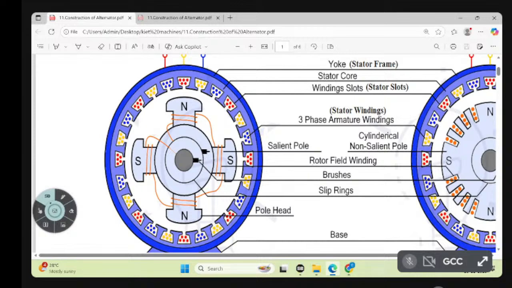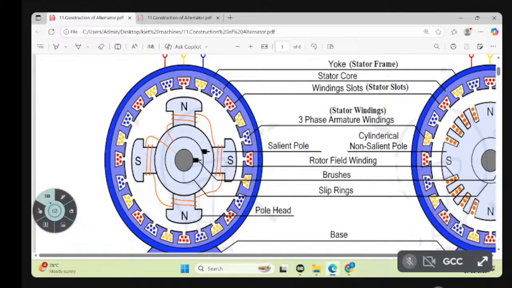Okay, that's all. Stator is only consisting of this one. There is no other part, is there? So with respect to construction, the stator consists of stator slots. In the stator slots, a three phase winding is available. That is nothing but conductors.